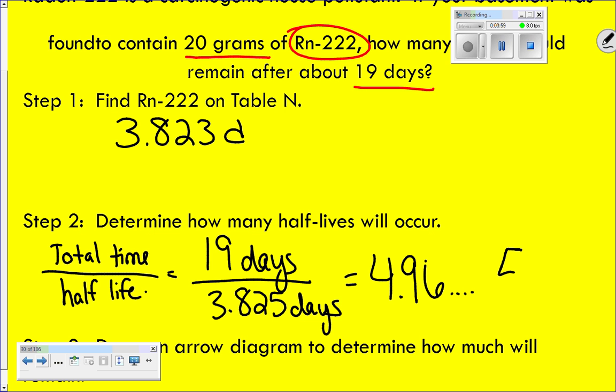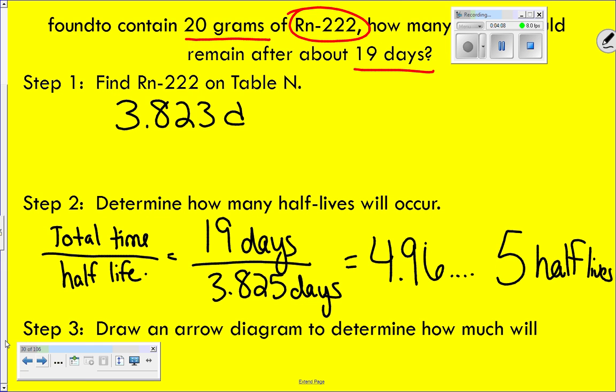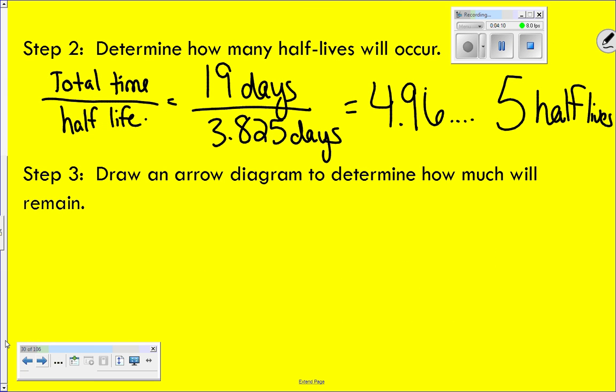We can round this up. It's pretty close to 5 half-lives. We'll be using all whole numbers of half-lives. There is ways to do these problems if you have a decimal half-life, but ours are going to come out so they're pretty much equal to a whole number of half-lives. I like to draw something called an arrow diagram.